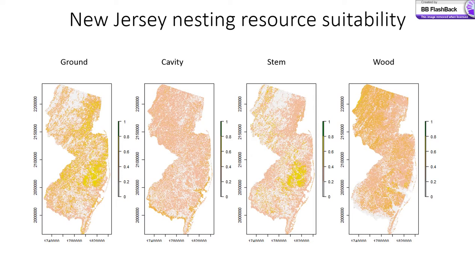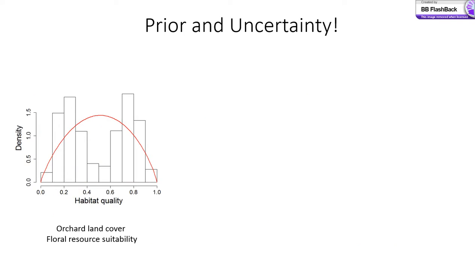This slide shows the differences of nesting resource suitability among gears. You can see different gears have different resource source areas. Let me remind you again what the prior and uncertainty are here.